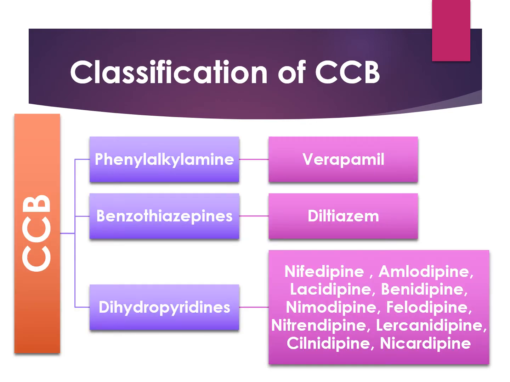Now coming to the classification of calcium channel blockers. They are broadly categorized into three types based on the chemical group: phenylalkylamines, benzothiazepines and dihydropyridines. The example of phenylalkylamine is verapamil, the example of benzothiazepines is diltiazem, and the examples of dihydropyridines are nifedipine, amlodipine, lacidipine, benidipine, nimodipine, felodipine, etc. Dihydropyridine as such is a big topic, so let us discuss it in detail in the next session. Here we will be focusing only on verapamil and diltiazem.